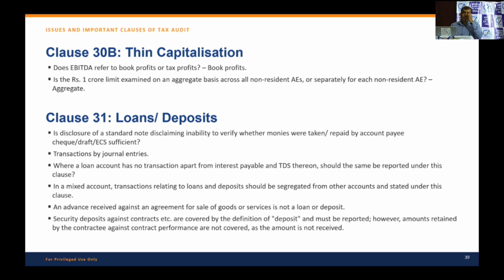Advance received for goods and services is not a deposit. Those are advances, so those may not require reporting. No, no, no. This is 269SS, 269T, 269ST, and those sections.